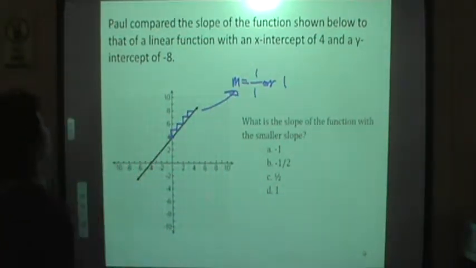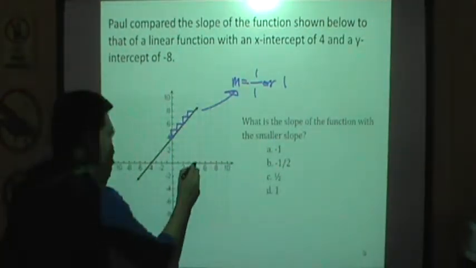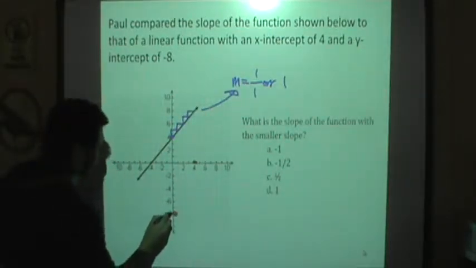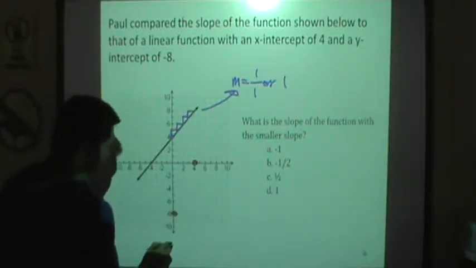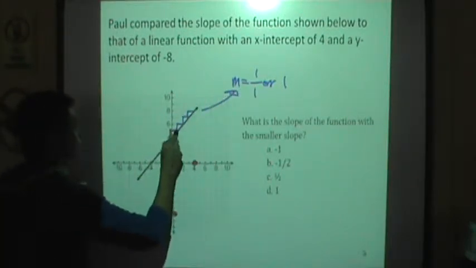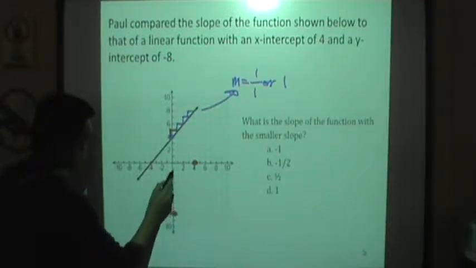Now how about another line with an x-intercept of 4 and a y-intercept of negative 8. That's your x-intercept, and that is the y-intercept. Again, just like what we did with rise over run, we can go ahead and count 1, 2, 3, 4, 5, 6, 7, 8.